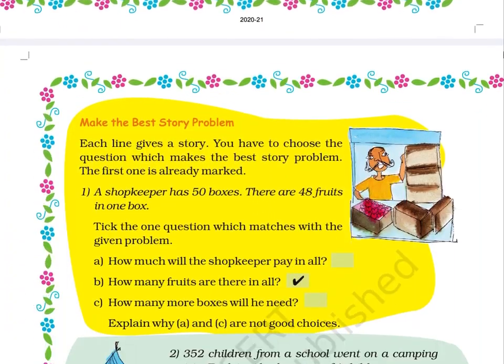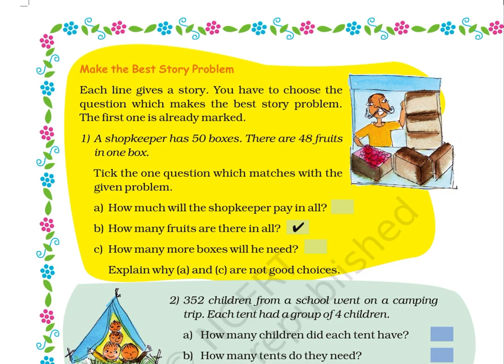Page 184. Make the best story problem. Each line gives a story. You have to choose the question which makes the best story problem. The first one is already marked. 1. A shopkeeper has 50 boxes. There are 48 fruits in one box. Tick the one question which matches with the given problem.